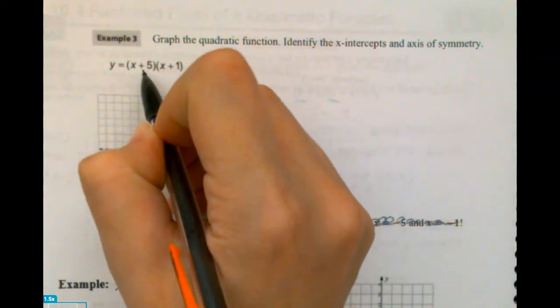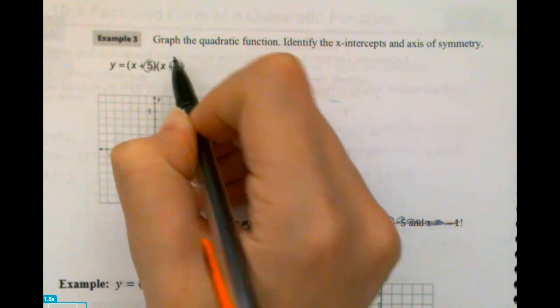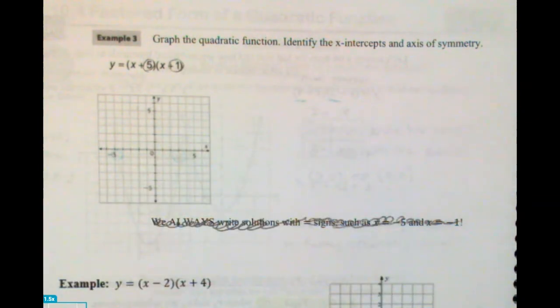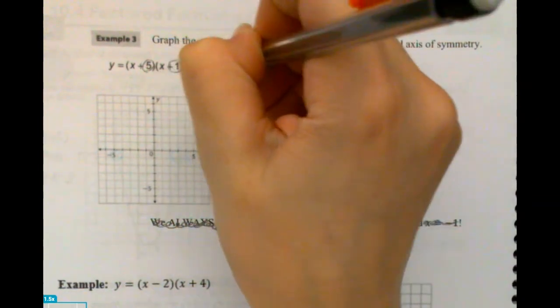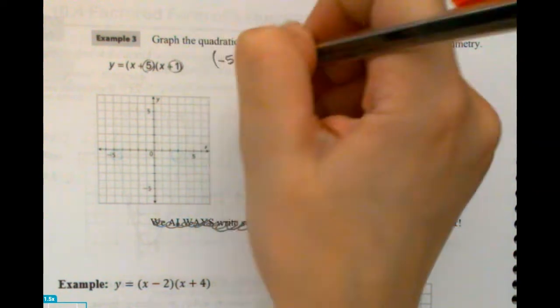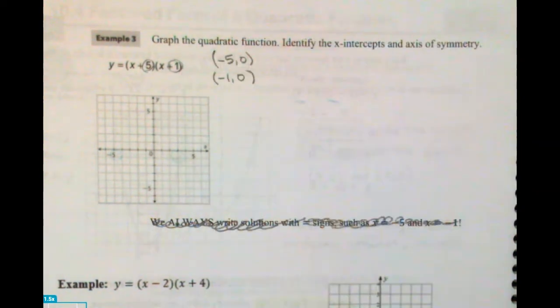We're going to write them as coordinate pairs. Okay. So before I even put this in my calculator, I want us to be able to point out x-intercepts without graphing. So when I look at this, I see a positive 5 and a positive 1. That tells me that I'm going to have x-intercepts at -5, 0 and -1, 0. I don't even have to use my calculator to know that.